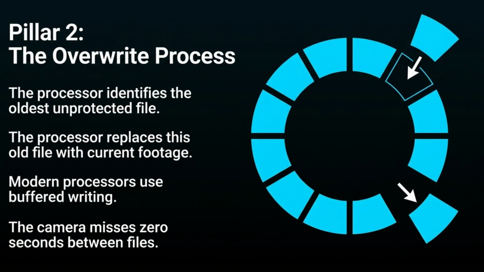Pillar 2. The overwrite process. The processor identifies the oldest unprotected file and replaces it with current footage. Modern processors use buffered writing, meaning the camera misses 0 seconds between files.